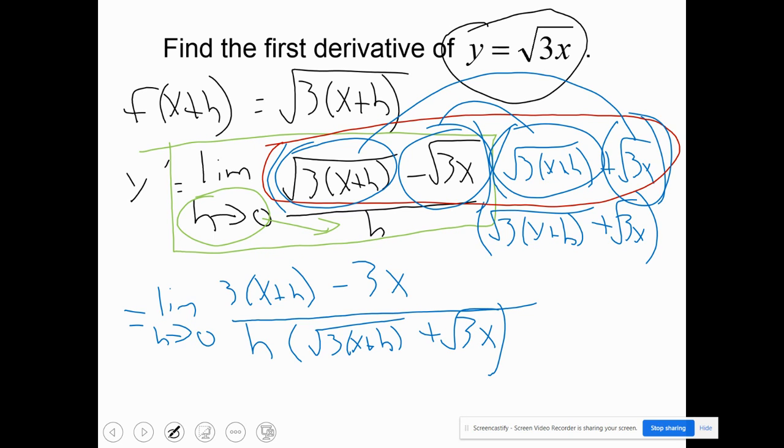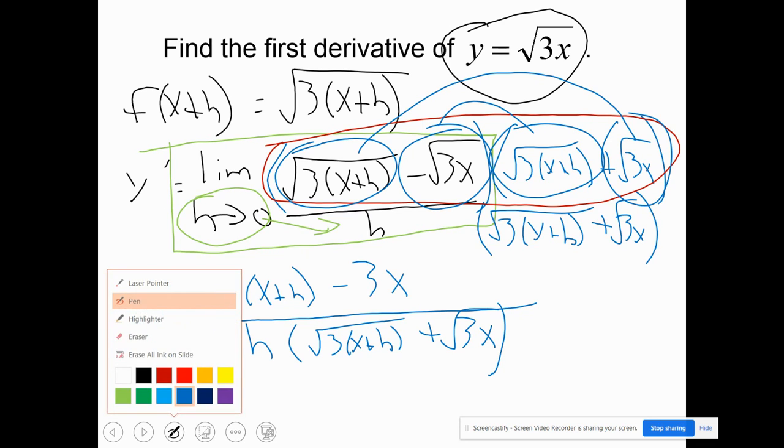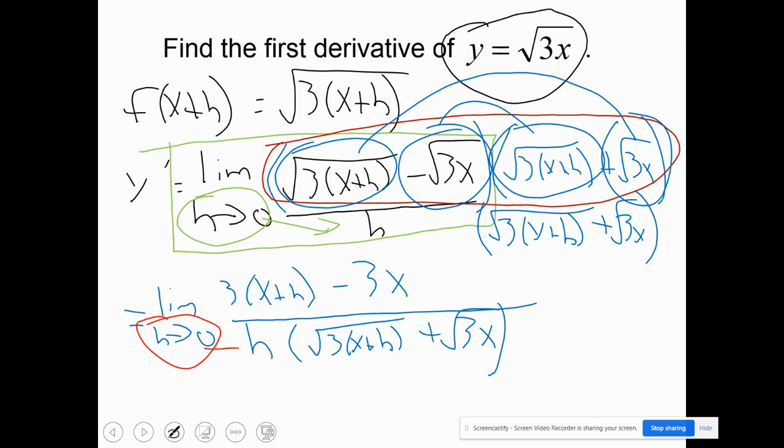Okay. Can you plug in h equals 0 now? No, because you're going to have 0 times the whole quantity, which would be 0. But now we can start doing some simplifying. In the top of the fraction, you should distribute the 3 through the parentheses and combine like terms.